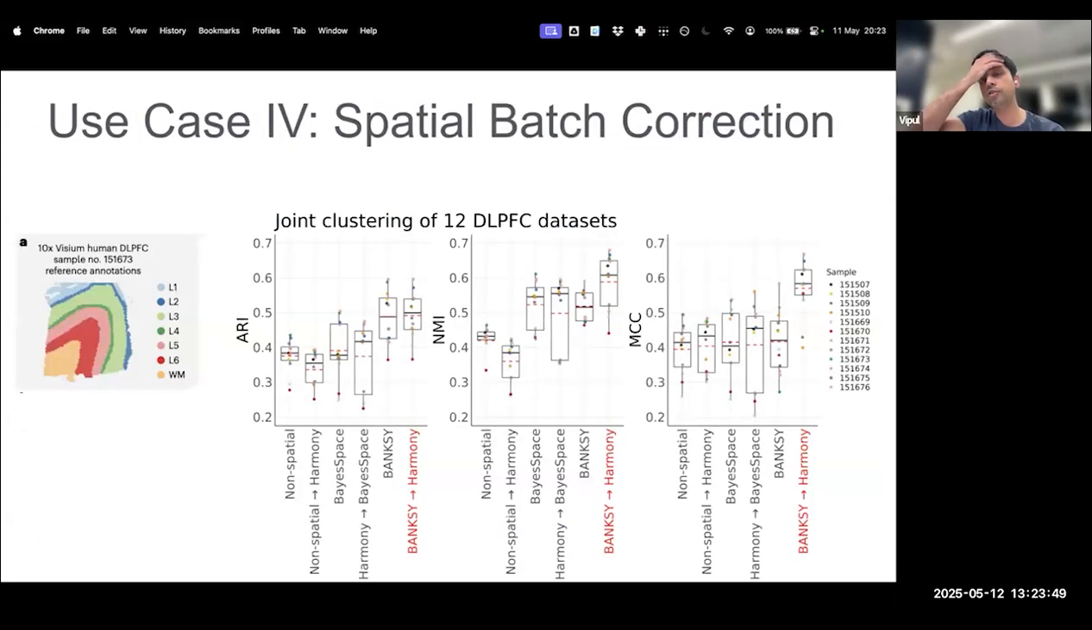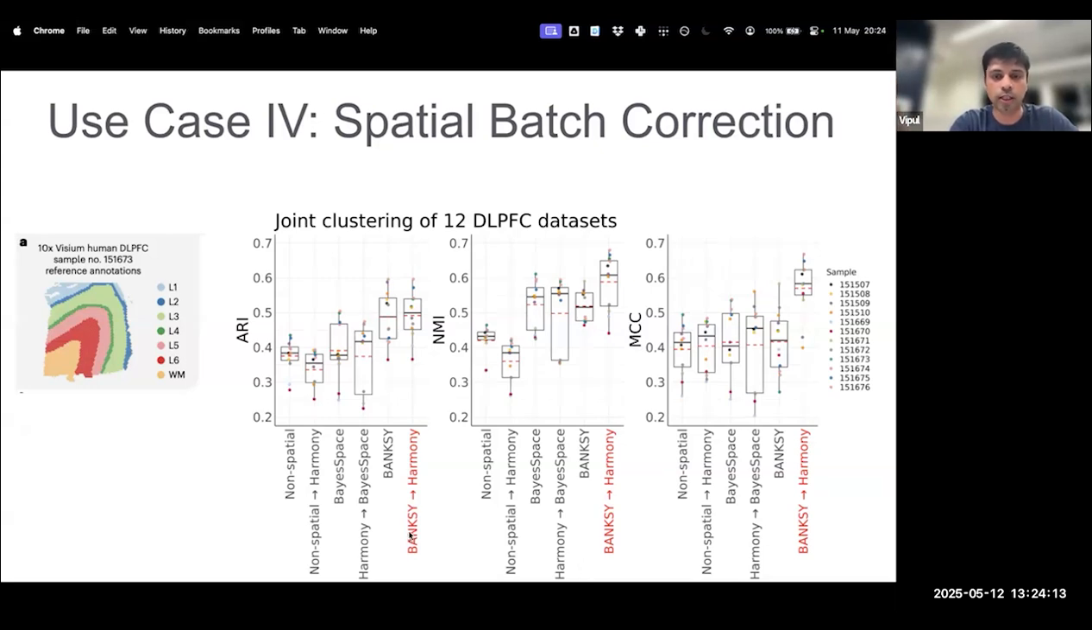Oh yeah, and the other use case was spatial batch correction. So remember I was saying how basically the output of BANKSY is this spatially informed gene-cell matrix. I say this in air quotes because it's not genes, it's features now, a feature-cell matrix, right? And you can just feed it into whatever single-cell tool you want. So in particular, for example, Harmony, right?